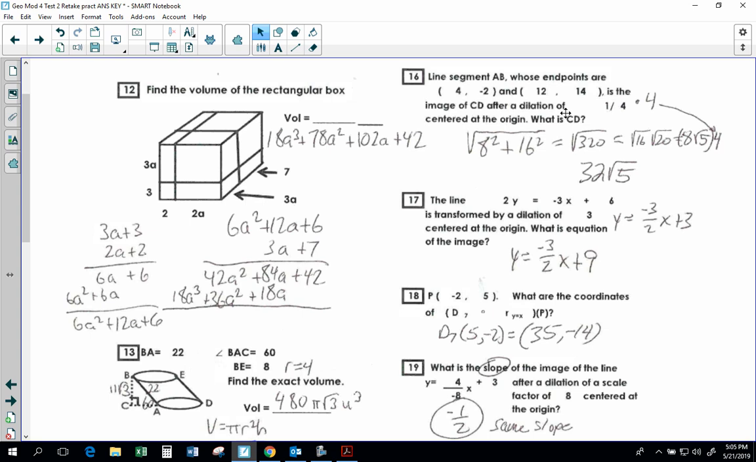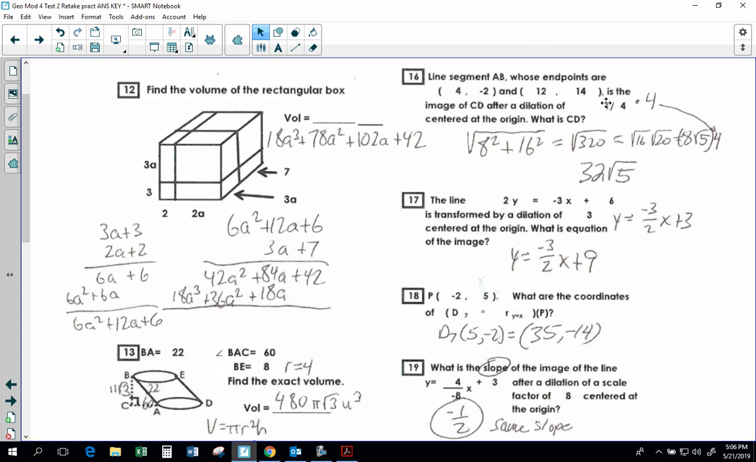When I have CD with nothing above it, that means the length of CD, or the distance from C to D. So that means I need to find this distance. And then to go backwards, I multiply by the reciprocal, because this was 1/4 of the original CD.